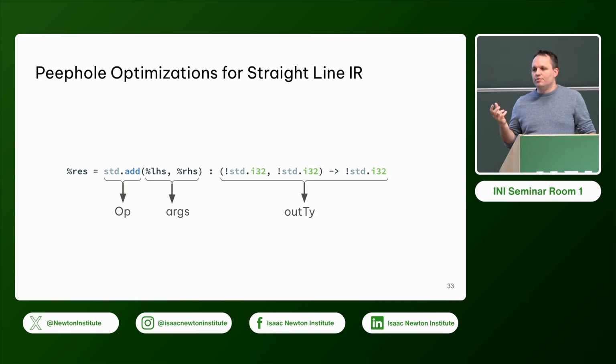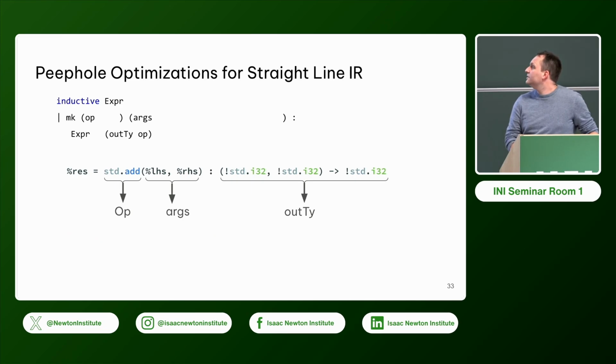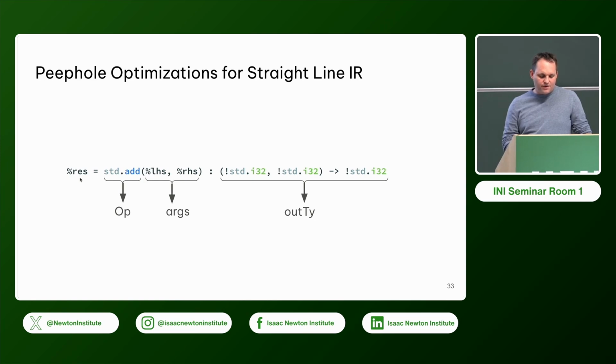LLVM has this MLIR project, which is a generalization of that IR for different domains. This has a relatively simple syntax format, and we just express the syntax in the Lean interactive theorem prover. It's an SSA format, so this is the return value. Each operation has a name in a namespace. It takes a list of operands, and then it has some types, just syntactic types.